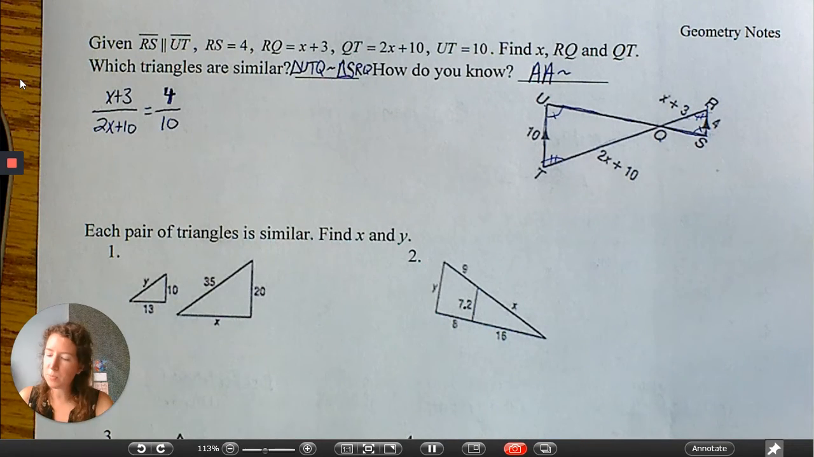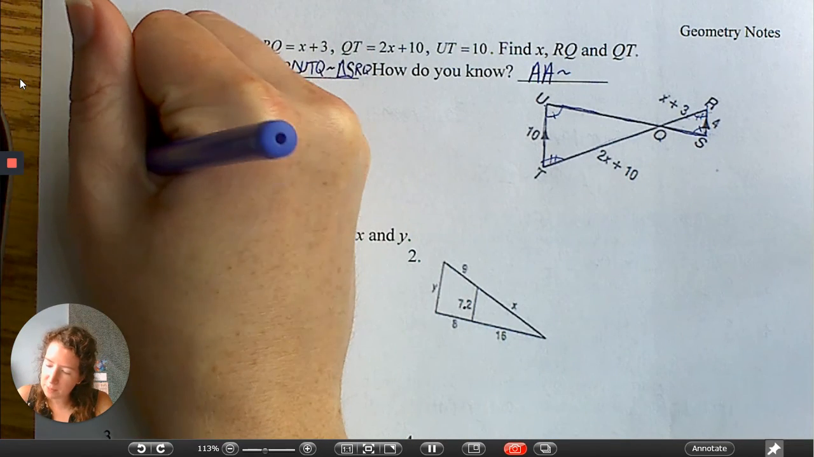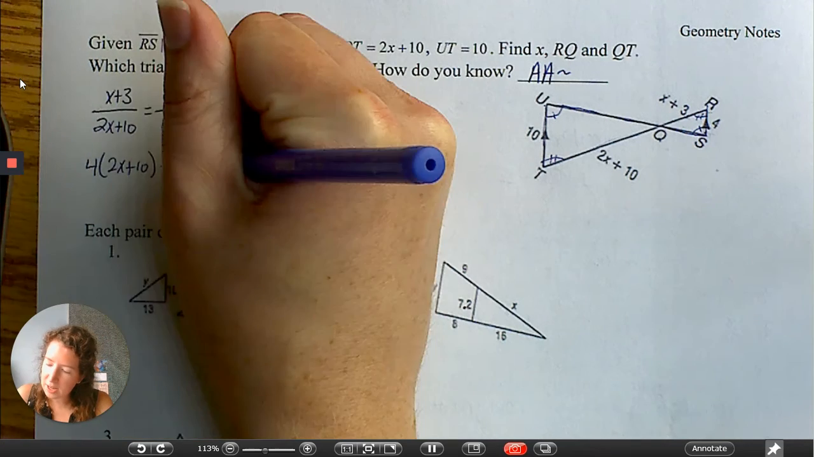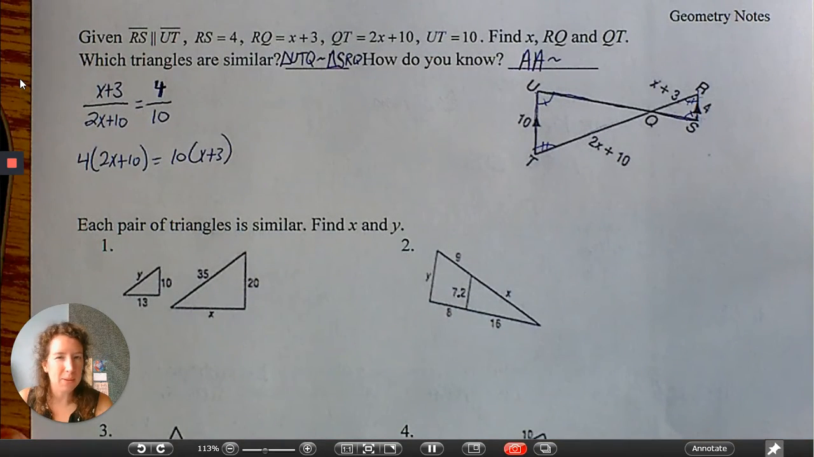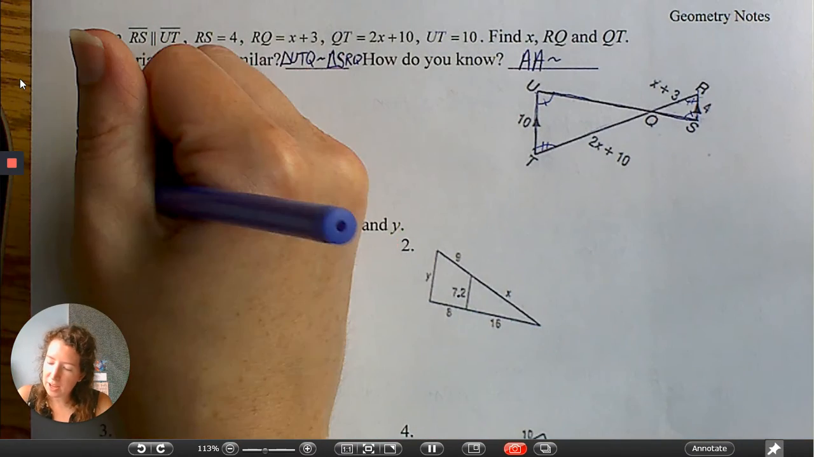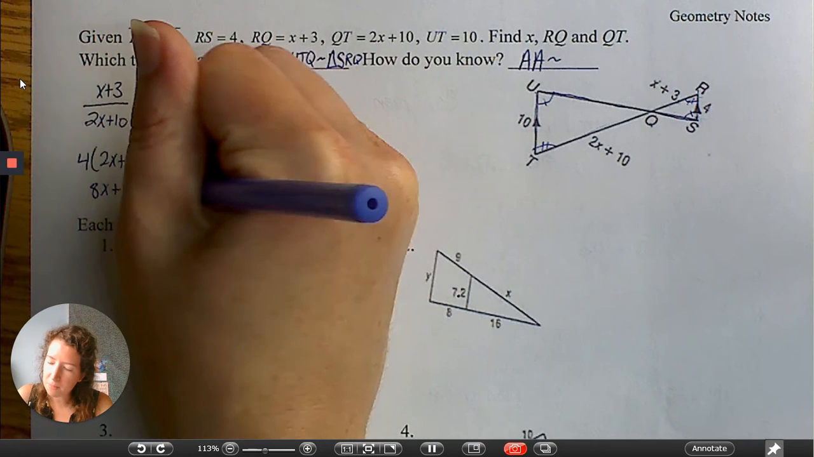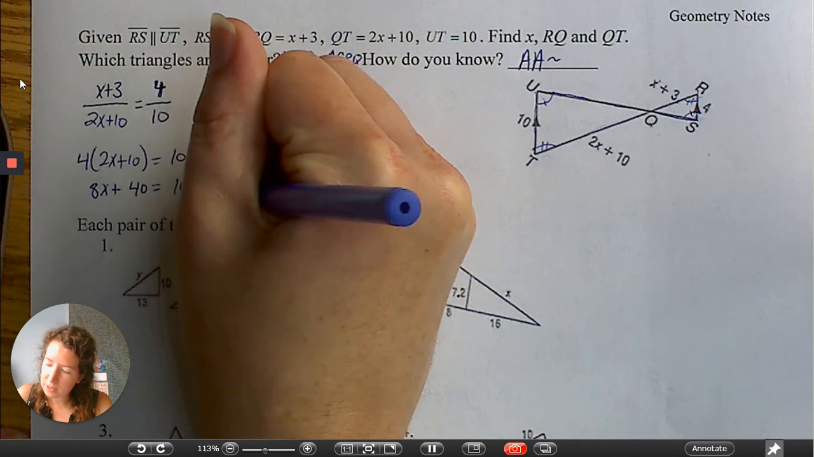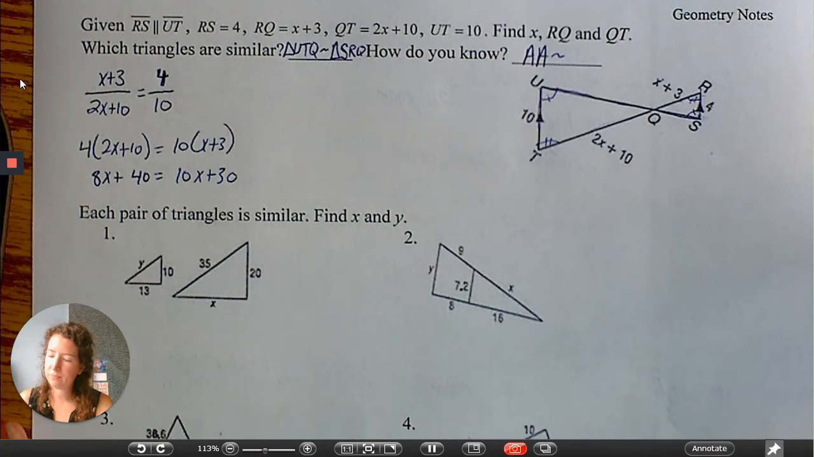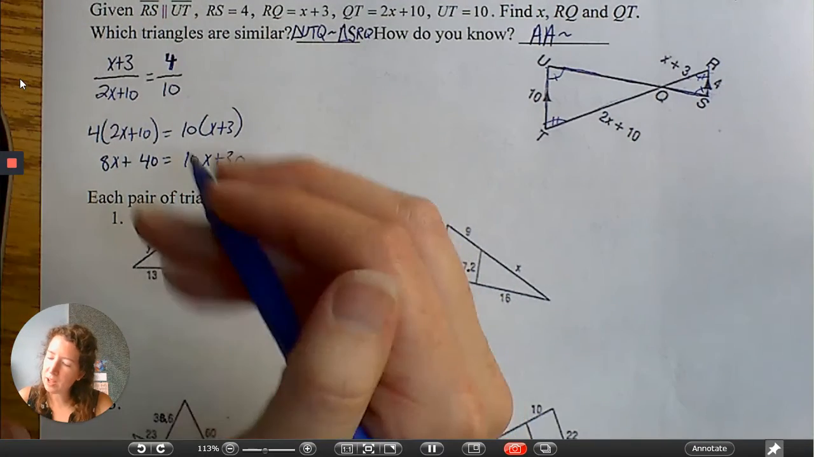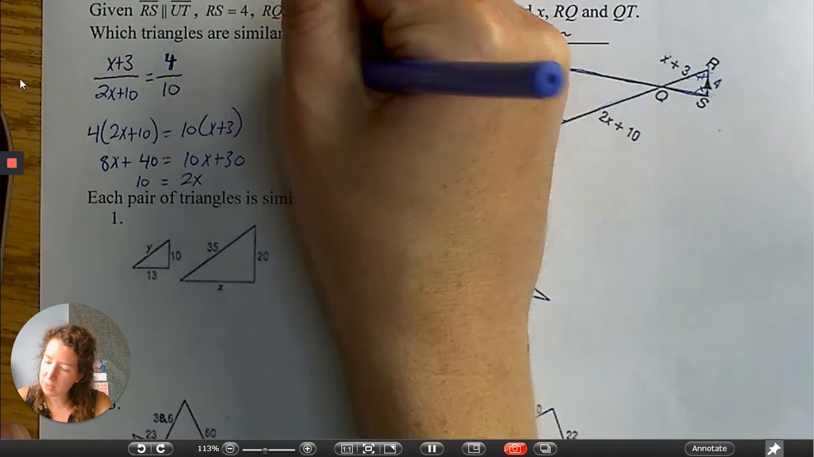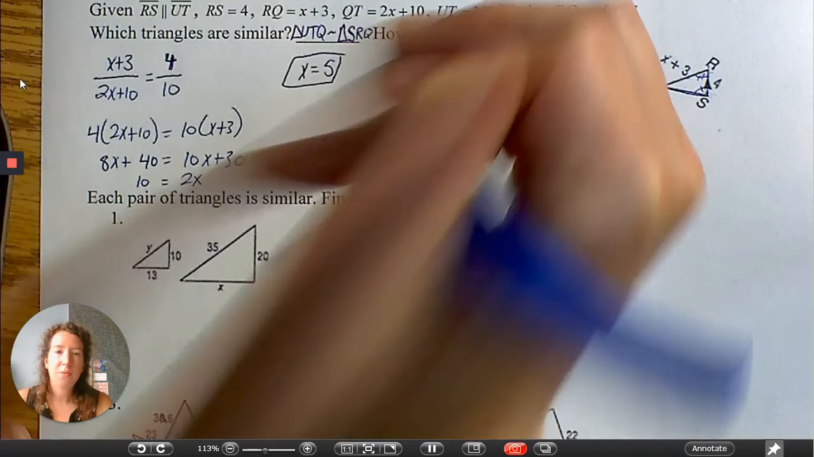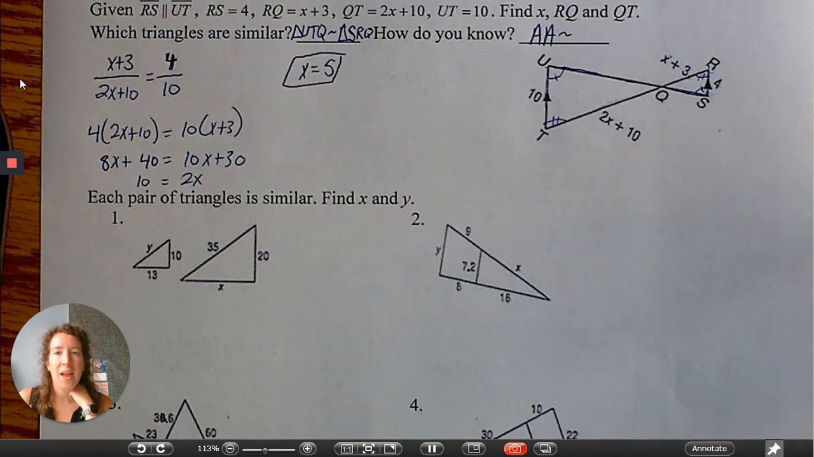Okay, let's go ahead and cross multiply. So we've got 4 times 2x plus 10 equals 10 times x plus 3. Now we would just go ahead and distribute. Sometimes we do this without writing this step down. So I have 8x plus 40 equals 10x plus 30. Let's move some things around. 10 is going to be equal to 2x, which leaves me with x equals 5. X is 5. Now I'm not finished because it also wants to know what RQ and QT measure.